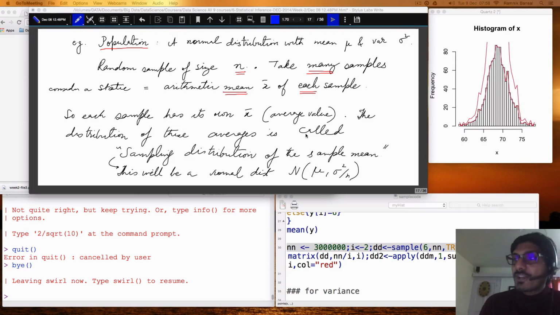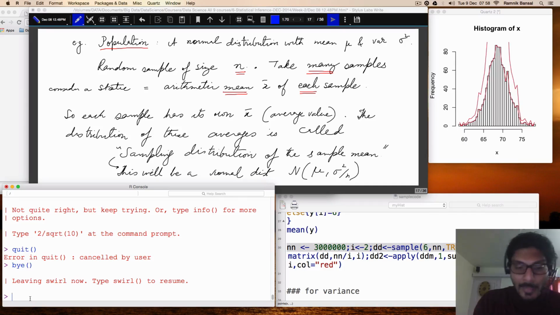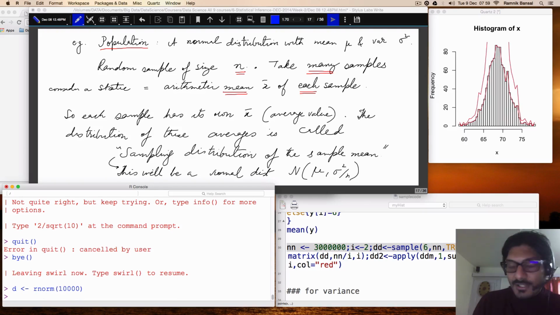So what is my definition of sampling distribution? Let me just show it to you. Let's just do it in Excel, right? Let's look at this. My raw data is equal to rnorm of 10,000. So I'm generating 10,000 random variables, all right?